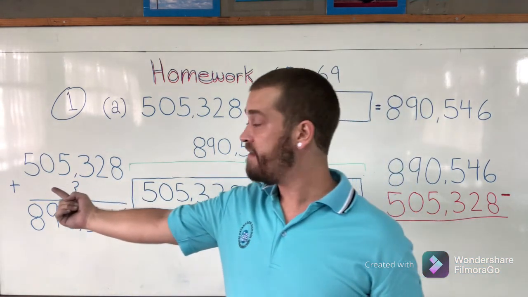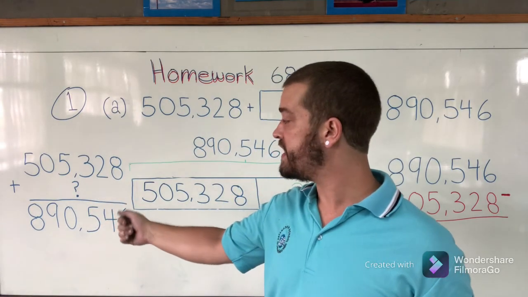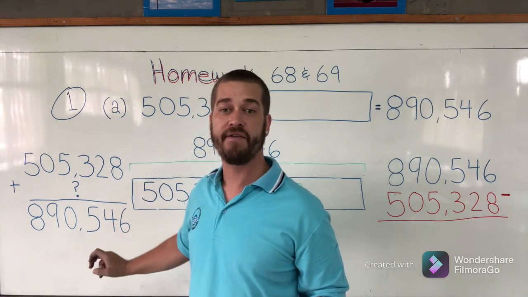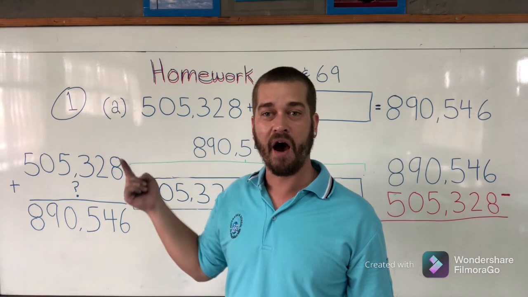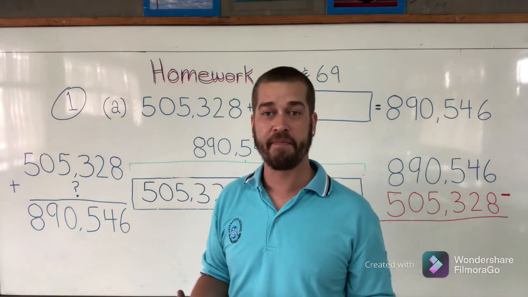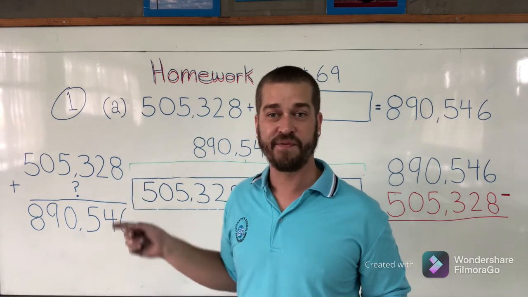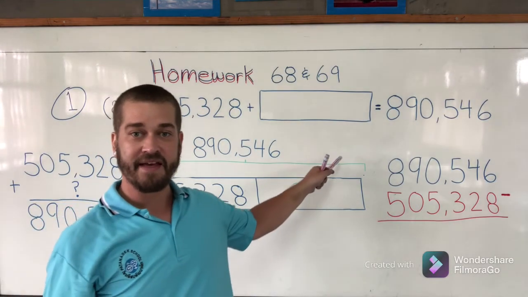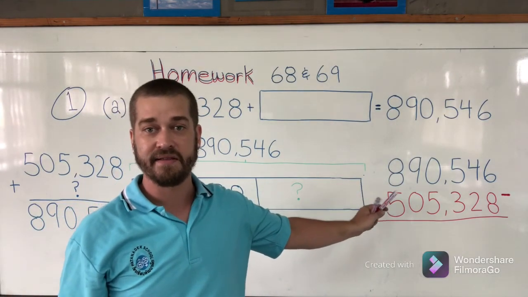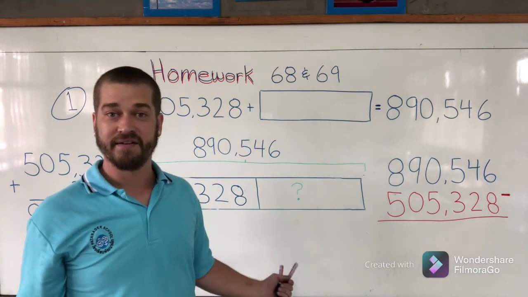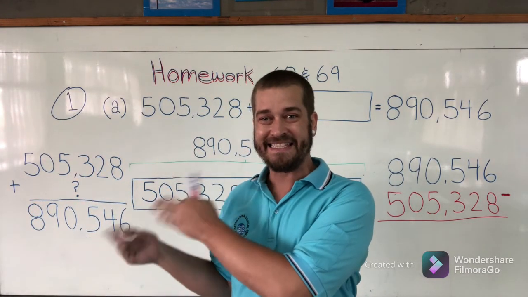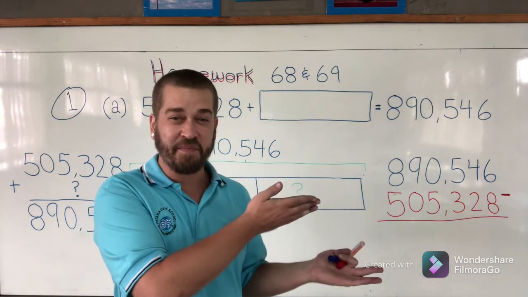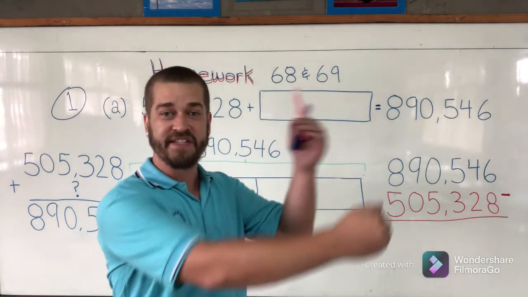So we have 505,328 plus something equals 890,546. Well, this looks weird and awkward, and I can't actually do the math problem easily in this format. So what we'll do is use the fact statement right here, and we're going to actually take the biggest number and subtract this much to get the missing part. So this problem is the same as this problem because you're gonna get the same answer. But this problem is much easier, so that's why we swap them around.